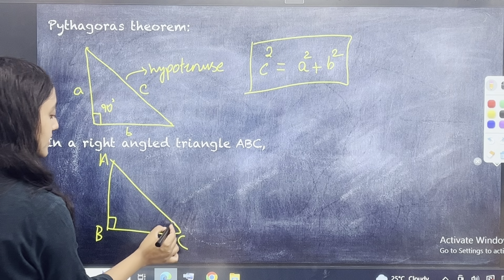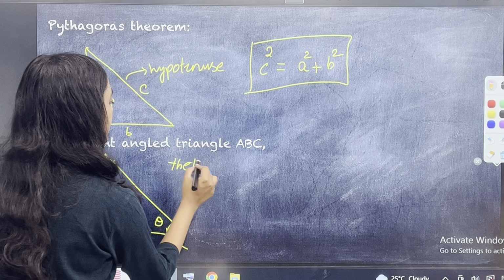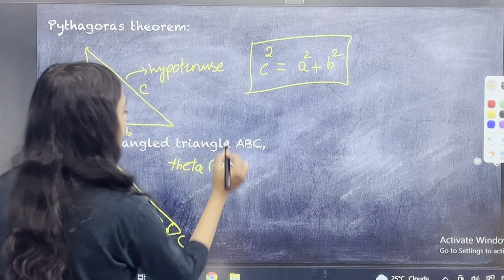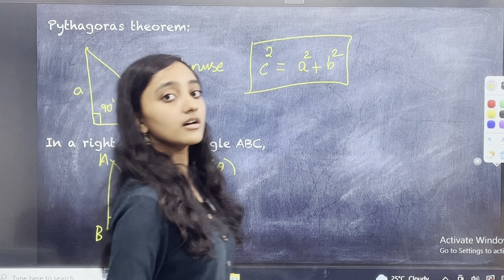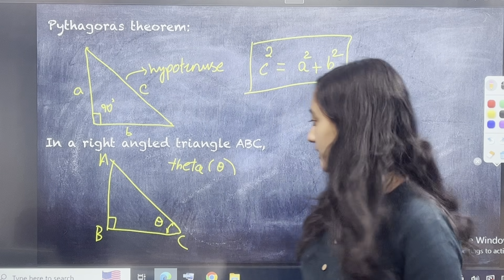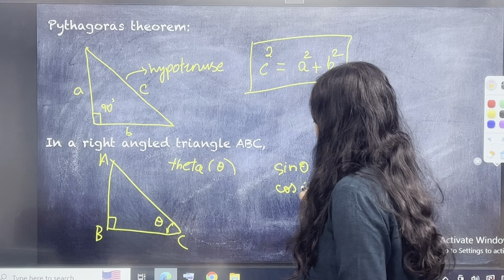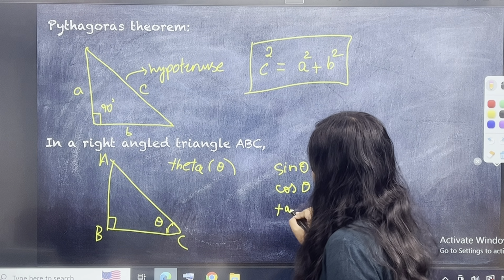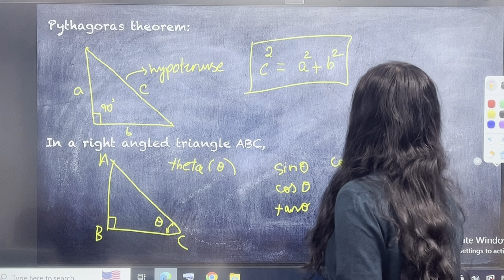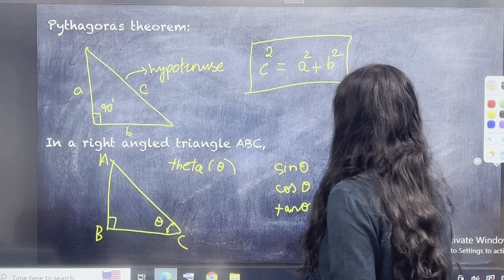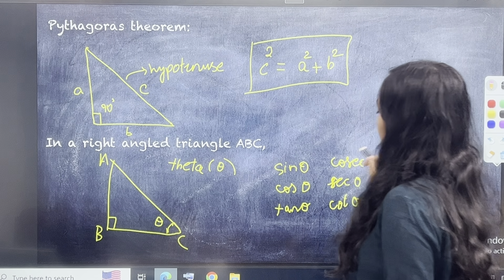Here, if we consider this angle to be theta, what do we call it? Theta. You would know all this, we are just quickly revising. If this angle is theta, we have different ratios based on this particular angle. So you have a sine theta, you have a cos theta, you have a tan theta, you have a cosecant theta, you have a secant theta, and you have a cot theta. Keep writing these down as I say them, okay?